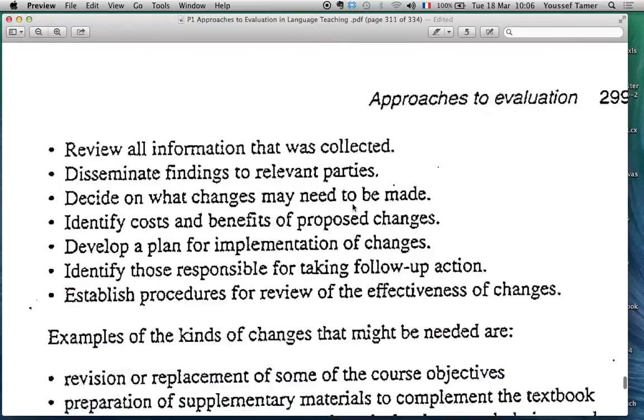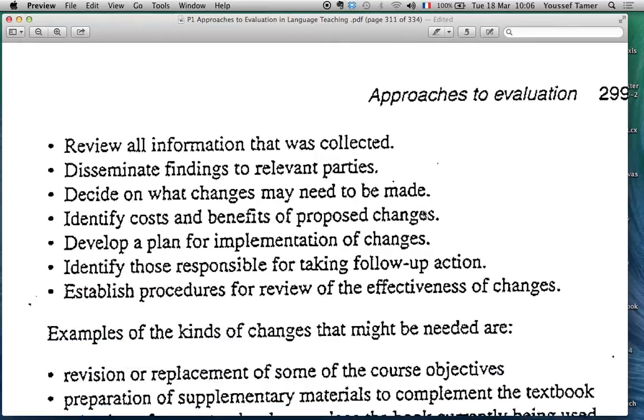Now the following process, which is involved only after evaluation, covers what should be done: review, disseminate, decide, identify the cause, develop a plan for implementation of changes. After you do the evaluation, this is what should be done. Review what you have, then disseminate the findings and relevant figures, then decide on what changes need to be done, and identify the costs and benefits of proposed changes. If you want to make changes, what is the cost of that? Develop a plan for implementation of changes. Everything should be organized.